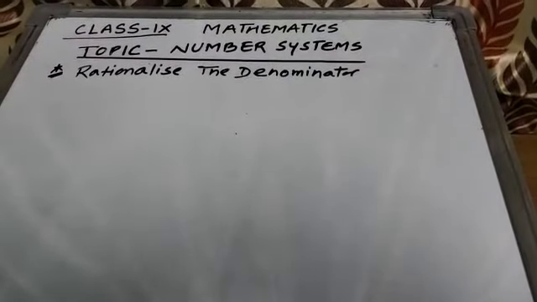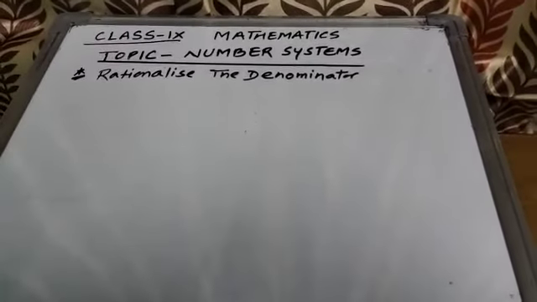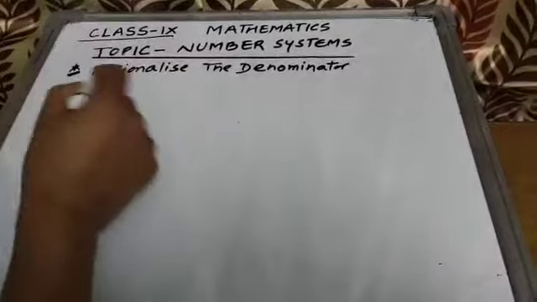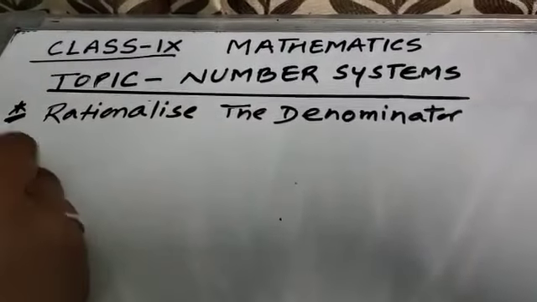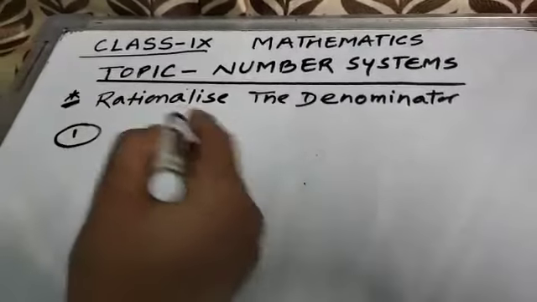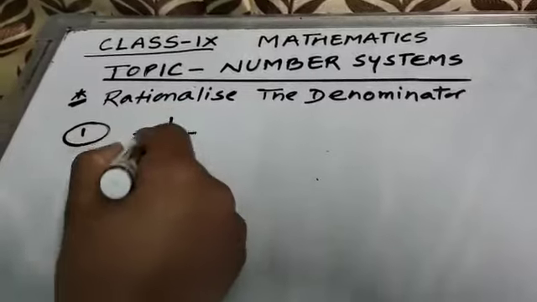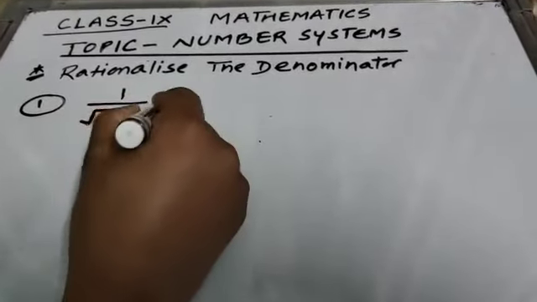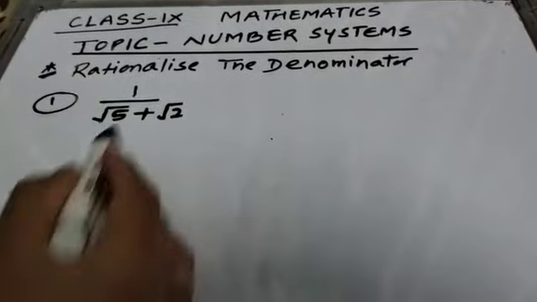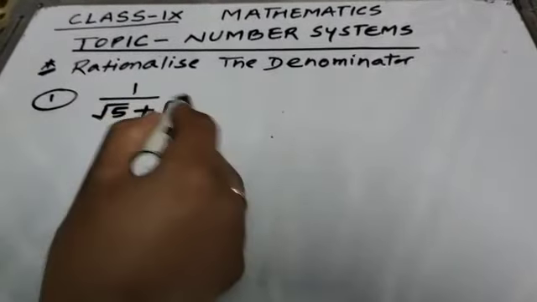Hello student, in the previous lecture we discussed a question based on rationalizing the denominator, and we are covering some more questions based on this topic. You have a question: rationalize the denominator 1 upon root 5 plus root 2.